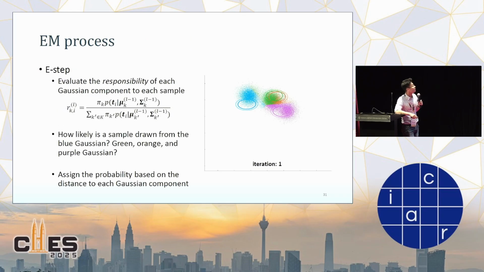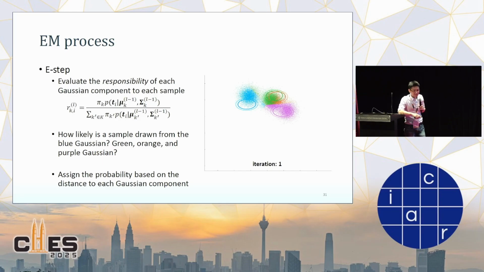And then we enter the EM process, which consists of an E step and an M step. Starting with the E step, it evaluates the responsibility of each Gaussian component to each sample. Essentially, we try to determine how likely one sample comes from the blue one, the green one, the orange one, or the purple one. Then we assign the probability based on the distance of the data point to the Gaussian components. A more intuitive view is that we color these dots based on how far each is from the Gaussian component.